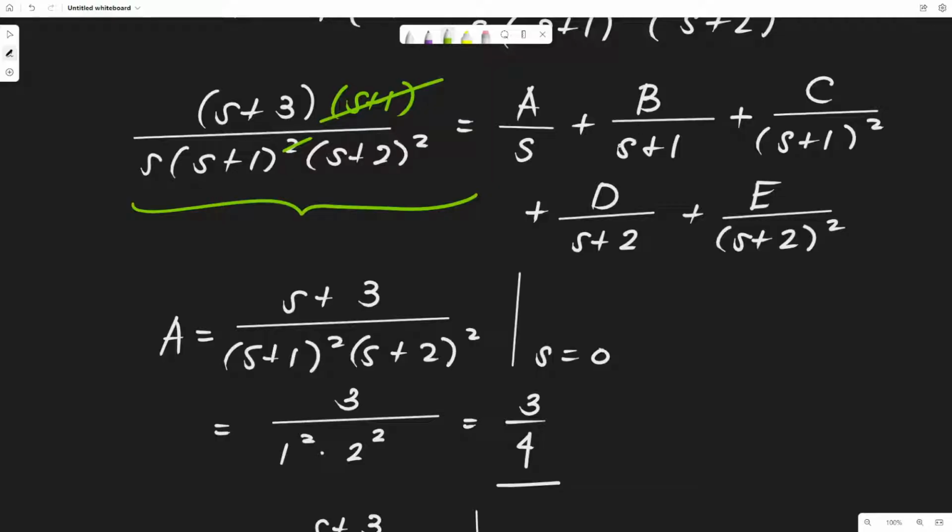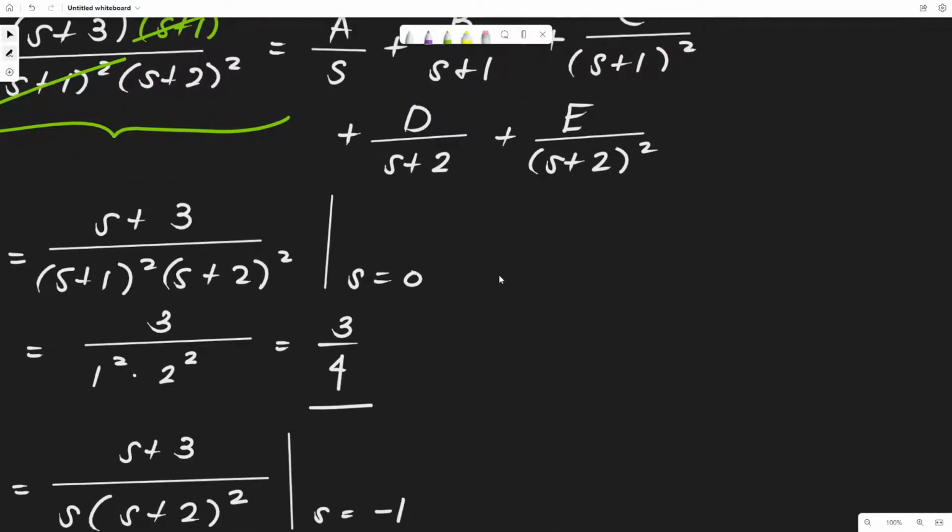'Di ba? Kasi dapat ano ba yung value ng s para ano netong s plus 1 para mag-0 to? 'Di ba negative 1? And kapag ginawa natin 'yon, magiging negative 1 plus 1 to. So we will have an indeterminate answer. So instead, we will use the denominator of c, which is s plus 1 quantity squared, to cancel s plus 1 squared, no? And to evaluate b, we are going to get the derivative.